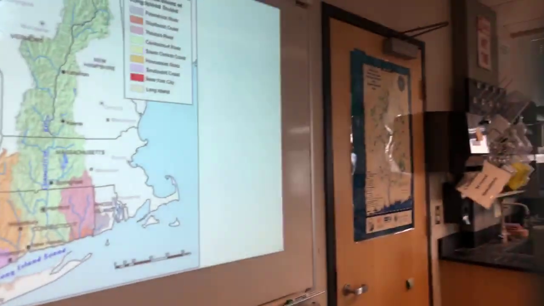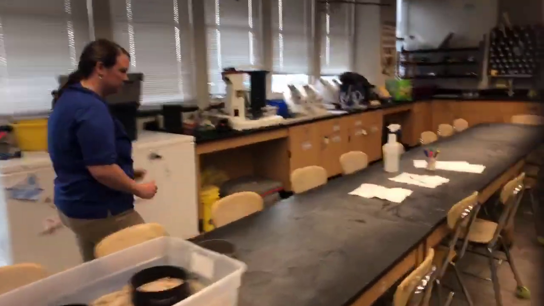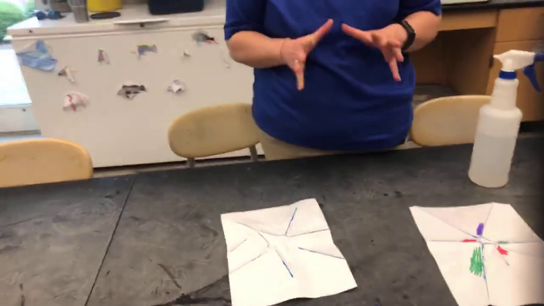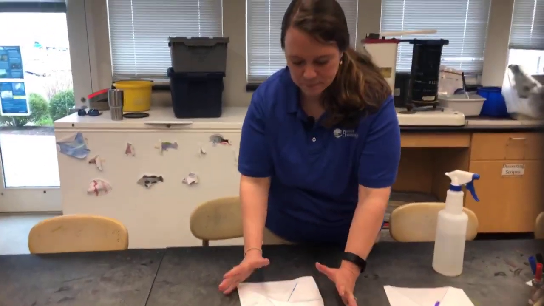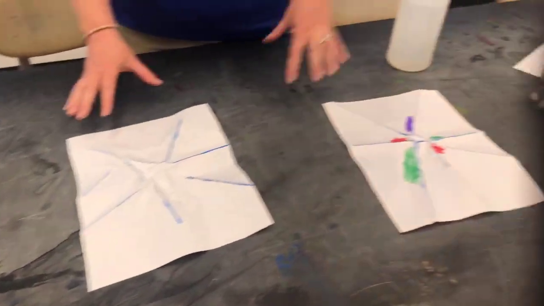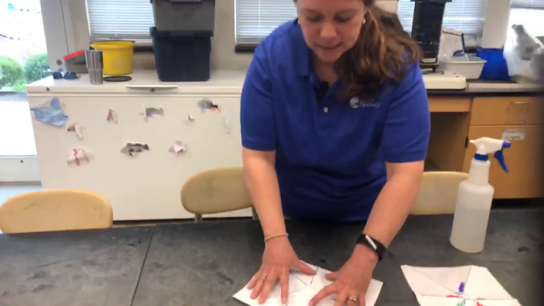Okay. All right, so follow us over here. We have this really cool model watershed. This is something that you can do as an experiment at home. All you need is a piece of paper and some magic markers and a little bit of water, a spray bottle.